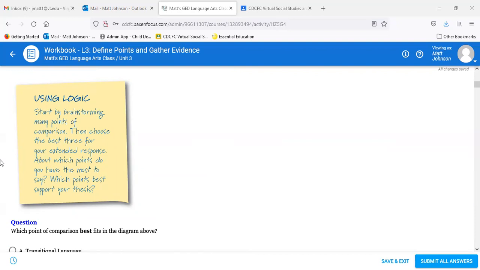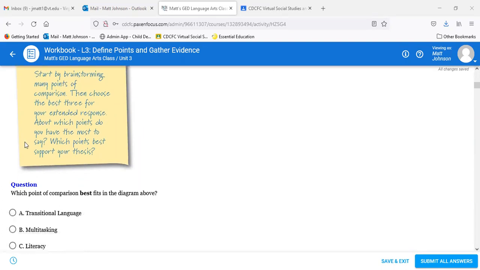Three is going to do it. That's going to be enough time for you to write, not go over. About which points do you have the most to say? That's the other thing. Some are going to be a lot easier. Don't pull your hair out trying to find a comparison of a counterclaim. One may not have a counterclaim, the other may. So you're going to eliminate that one. So which points best support your thesis?